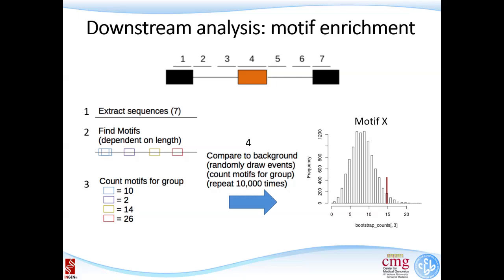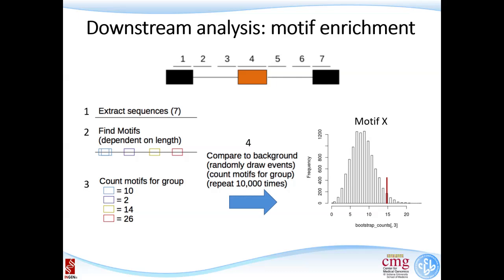And so now what we do is we draw events randomly from the genome. And we do this about 10,000 times. And we pick the same number of events as the number of events we have in our analysis set.